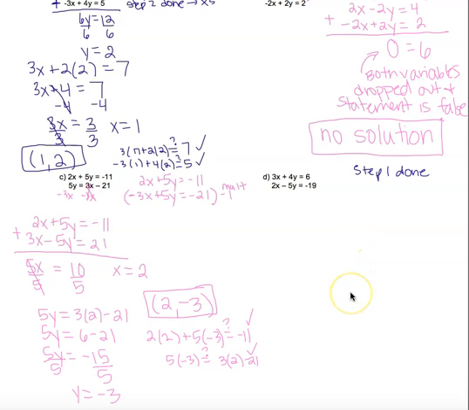Step 2, I need opposites on my coefficients. So I look at my x's, 2 and 3. Obviously not opposites, and when I ask myself if there's anything I can multiply 2 by to get negative 3, that would be no, there's not an integer. So then I look at my y's. So they've already got opposite signs, but I look and there's nothing I can multiply 4 by to get 5, which is the opposite here.